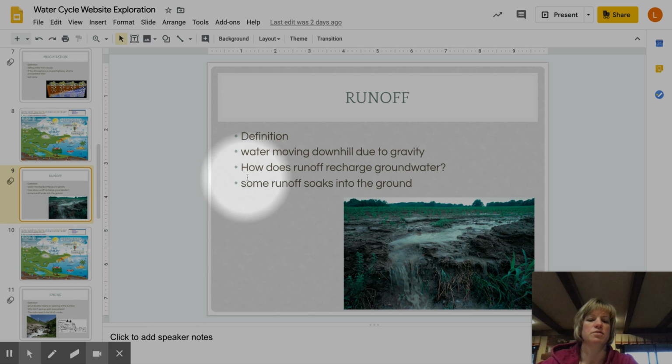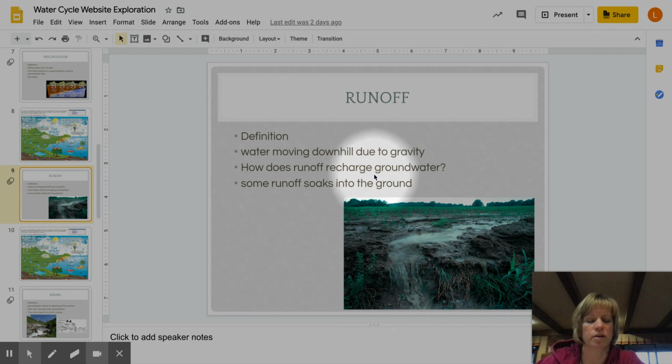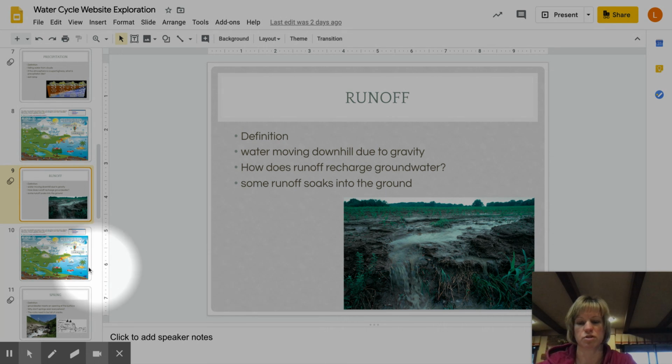Now, how does runoff actually recharge the groundwater, though? And that's what most of us drink is well water. Well, the idea that when we see it running off after a storm, the truth of the matter is some of that is soaking in. It's not all just running off into a river or ocean or lake.